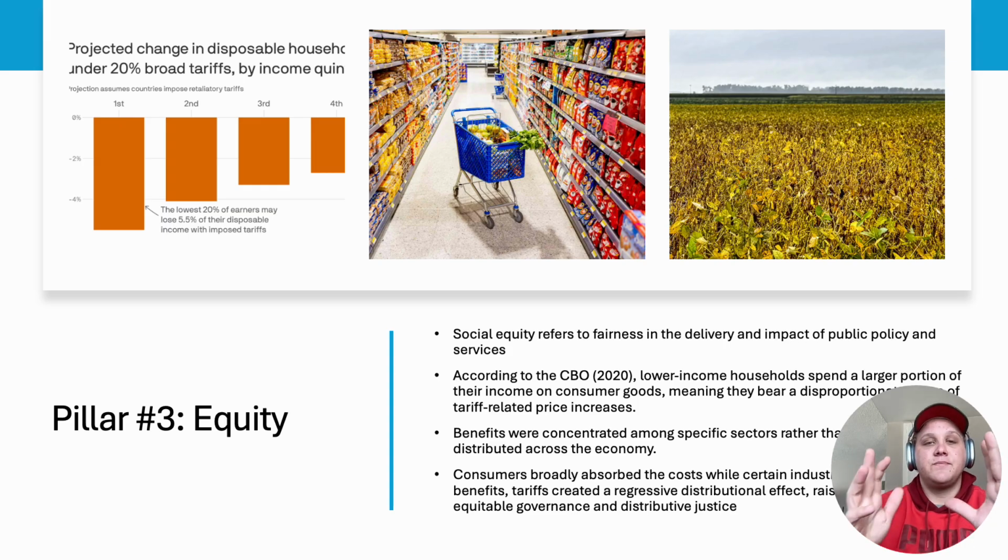So equity, how fair is the delivery and the impact of public policy and services, right? According to the CBO, the Congressional Budget Office, lower income households are the ones that are particularly affected by this, right? They're the ones who are buying things at the grocery store, and those are the things that are most vulnerable to these kinds of tariffs and price increases. The benefits of tariffs really affected particular industries, particularly those with big lobbying budgets, right? So the automotive industry, the steel industry, they were doing great, right? More people were buying them in the U.S.